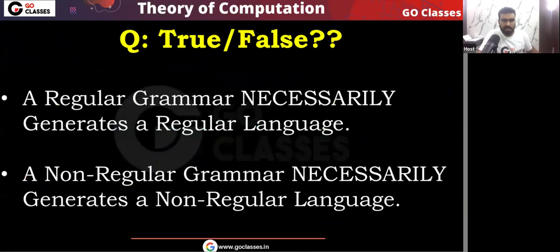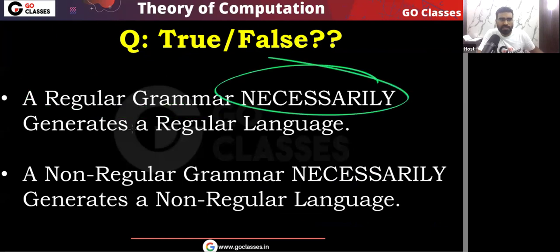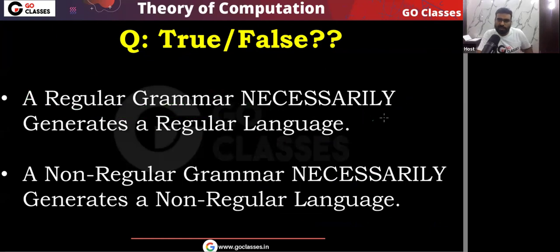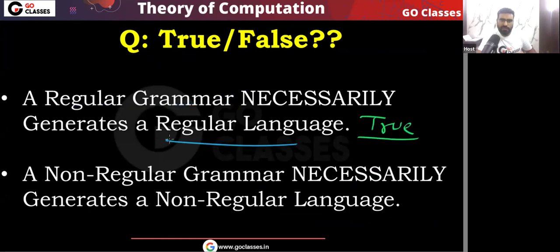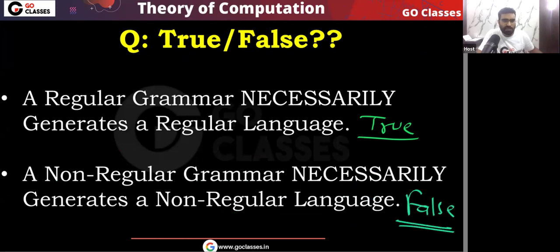See these two questions. A regular grammar necessarily generates regular language. This statement is definitely true. If your grammar is regular, then your language will definitely be regular. But what about non-regular grammar? If your grammar is not regular, can I say your language will be non-regular? This statement is false.